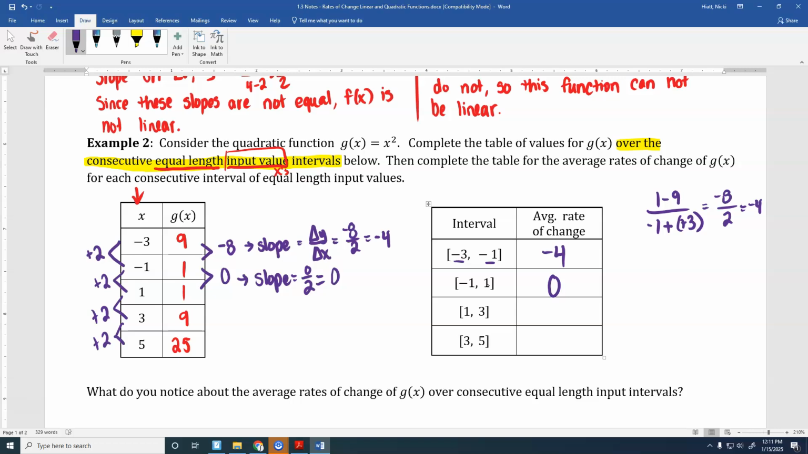My next one here, I would get from 1 to 9 would be up 8. So my slope here would be changing y, which is 8, over changing x, which is 2. I would get positive 4. And then for the last one, oh gracious, we got 25 minus 9 is 16. And so the slope here would be 16 over 2, which would give us 8.